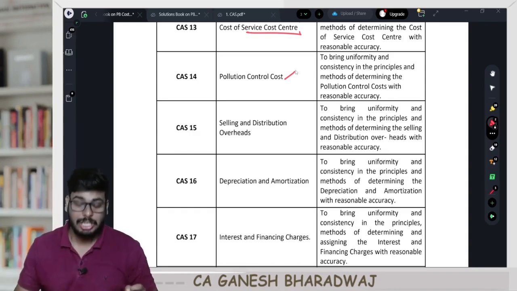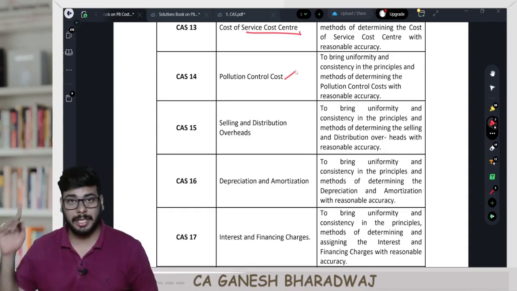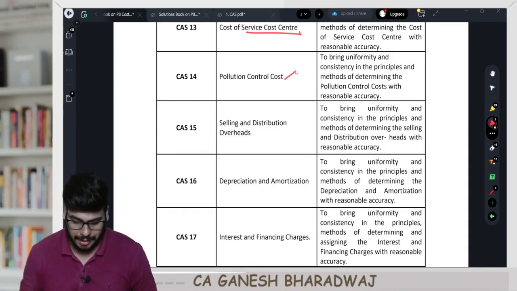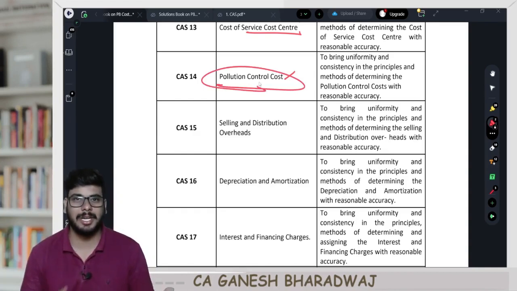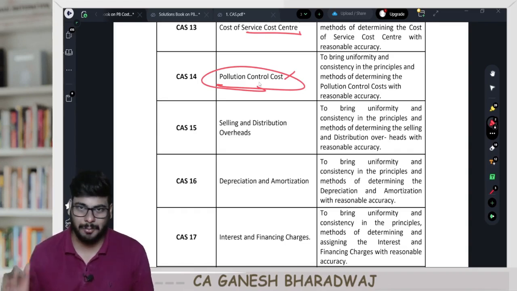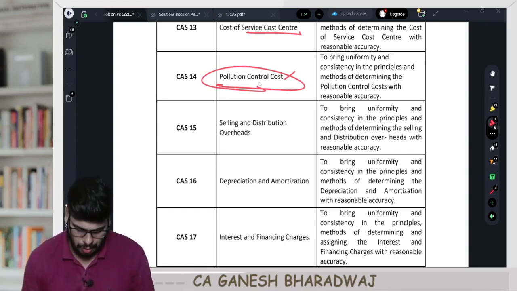Are you clear with this? It is something that needs to be mandatorily maintained by all factories. So how do you deal with it? Predominantly all this pollution equipment, depreciation on that and all will be treated only as your production overheads, indirect manufacturing costs. Then selling and distribution overheads, that's CAS number 15. Your depreciation and amortization, CAS 16.